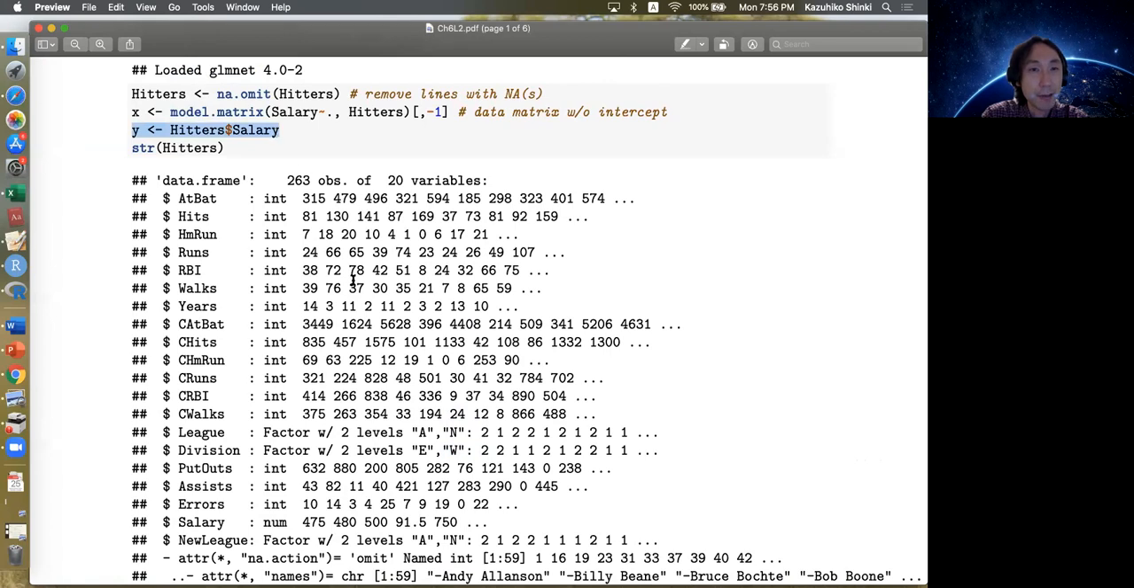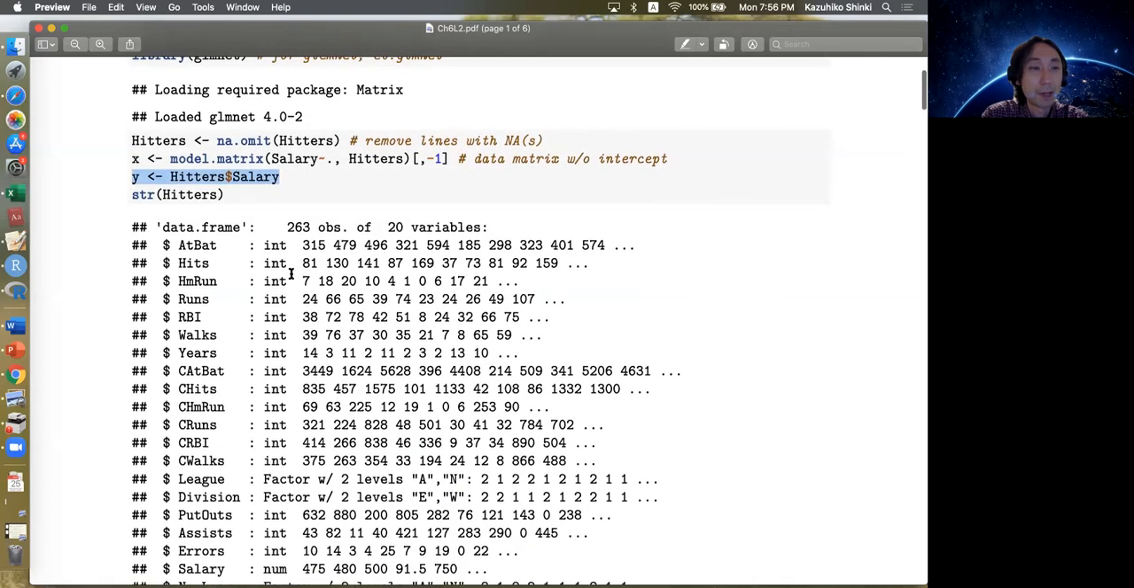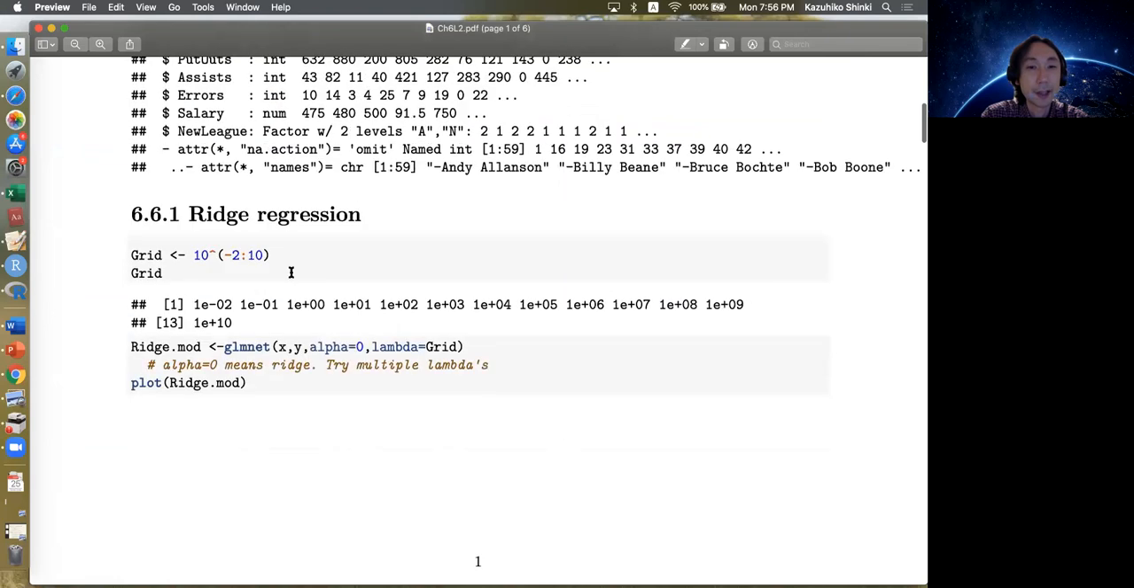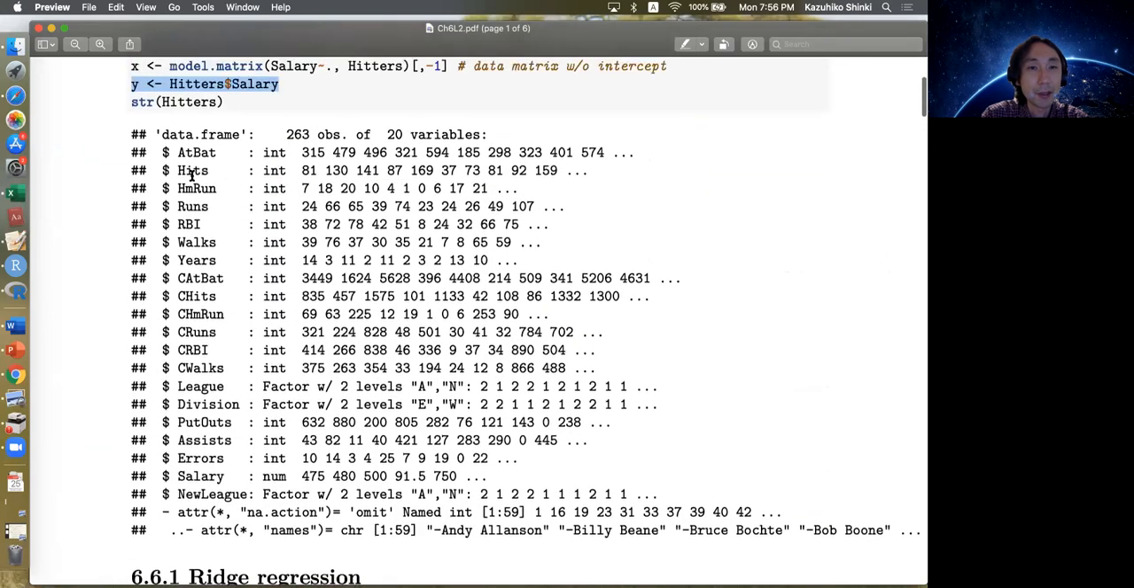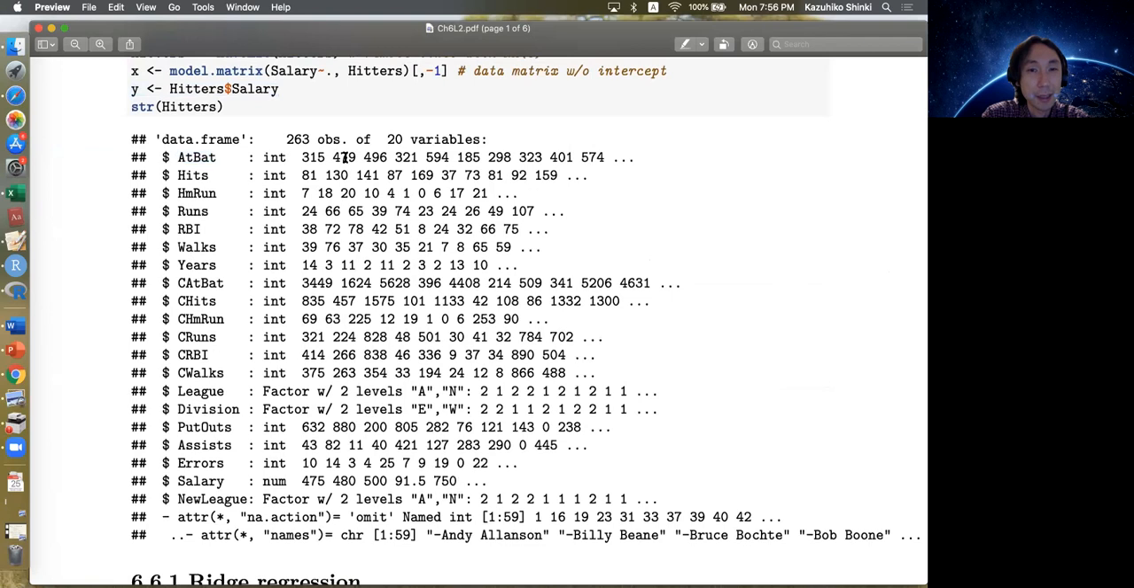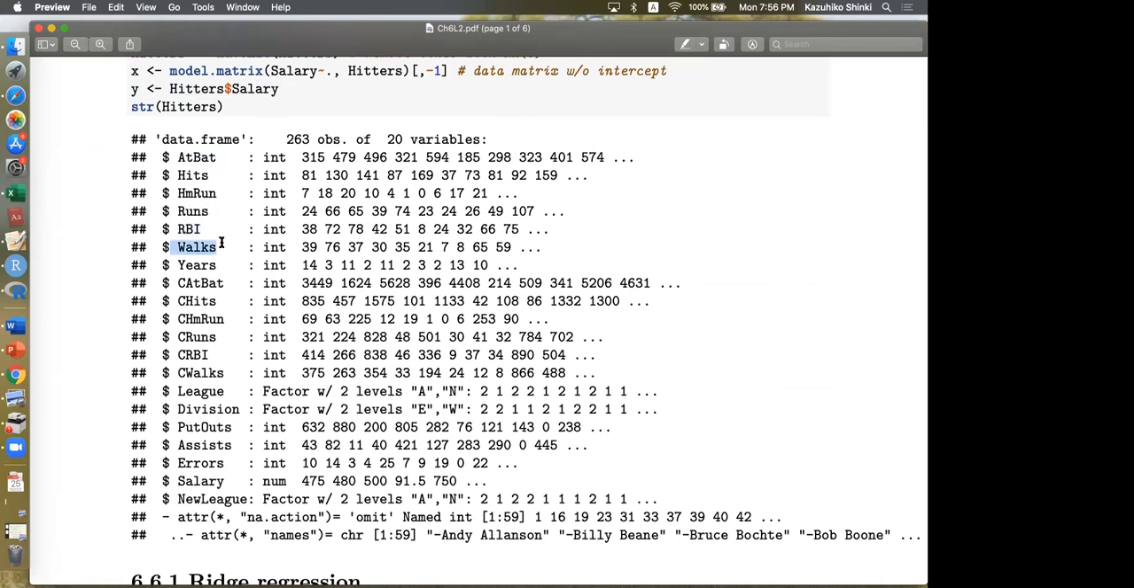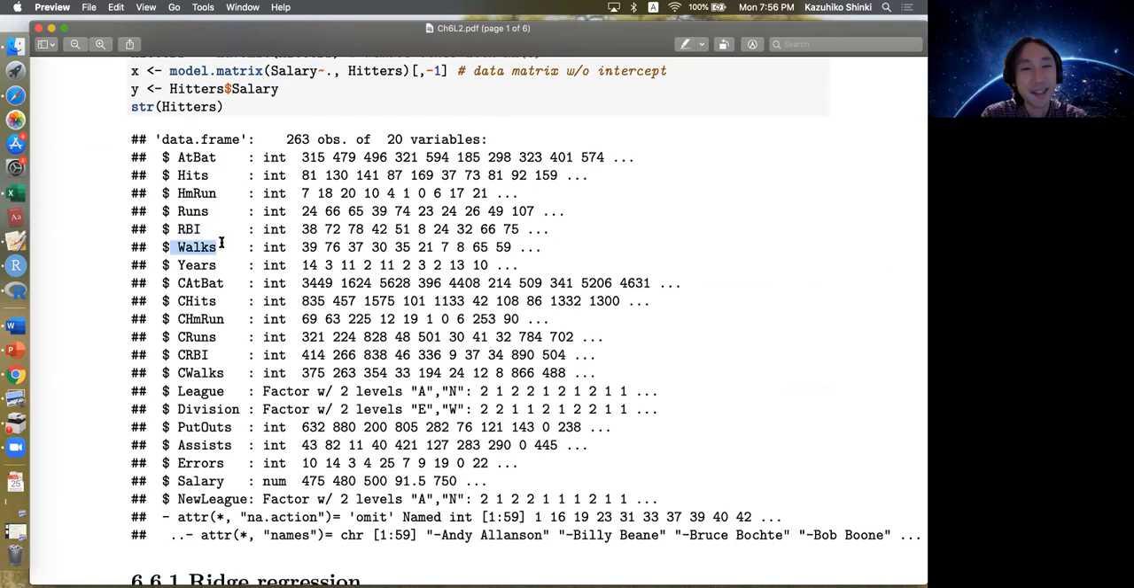And y is y. Now we want to regress y on x with ridge regression, and we have many predictors. This is baseball data: at bats in the season, number of hits, number of home runs, runs, and the RBI. What is RBI? Anyone good at baseball? Runs batted in. Oh, runs batted in, okay, I see. Runs batted in, and walks, and years.